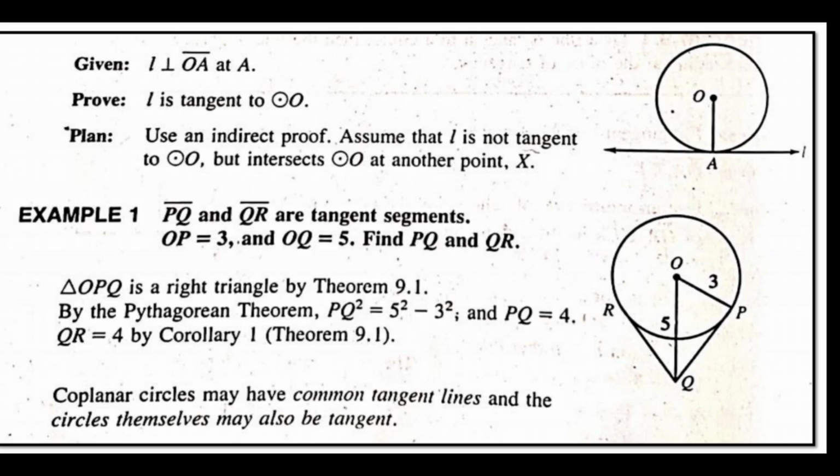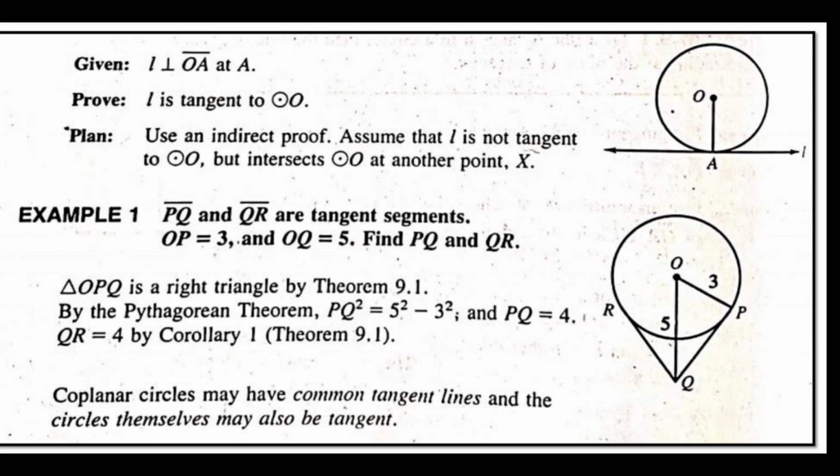To prove this, we have here the plan. What's the plan? Use an indirect proof. Assume that line L is not tangent to circle O, but intersects circle O at another point, X.